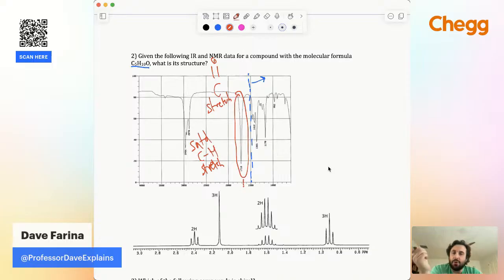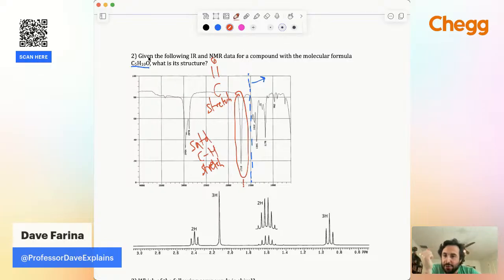oxygen atom. So is it a hydroxyl oxygen? Is it an ether oxygen? Is it an aldehyde or ketone? So by identifying the carbonyl stretch, we are eliminating certain possibilities. It's not a hydroxyl, it's not an ether, it's got to be either aldehyde or ketone because it's got to be a carbonyl. Right.